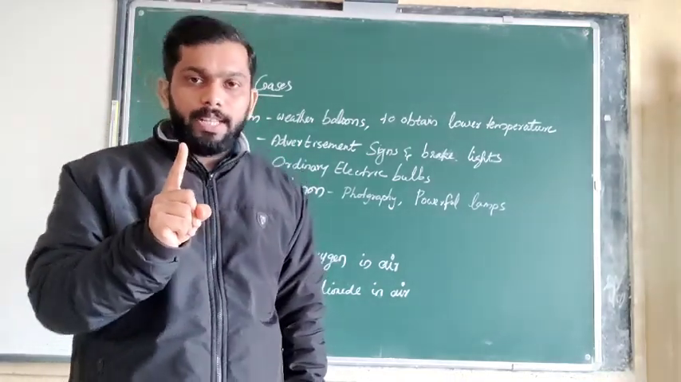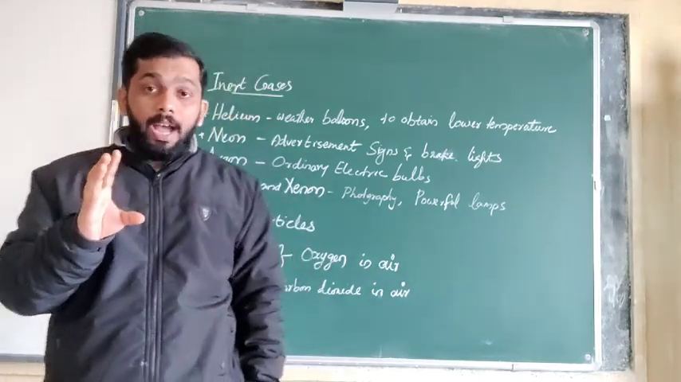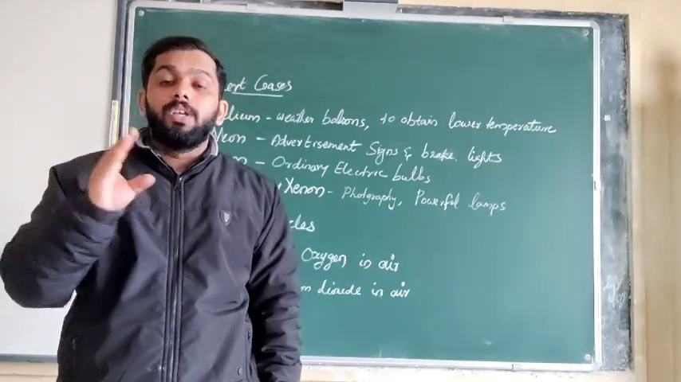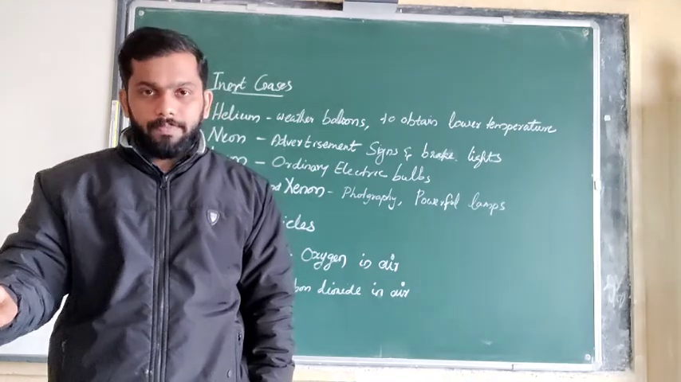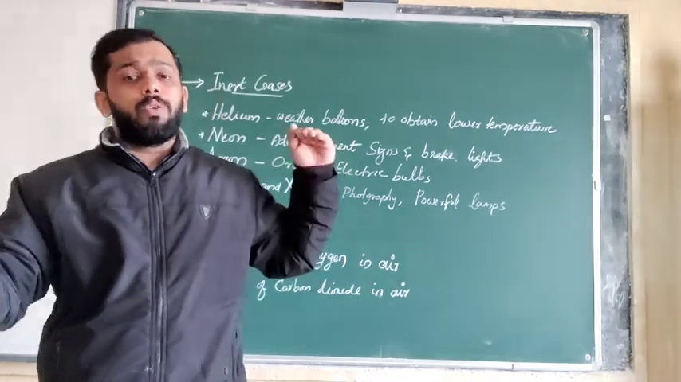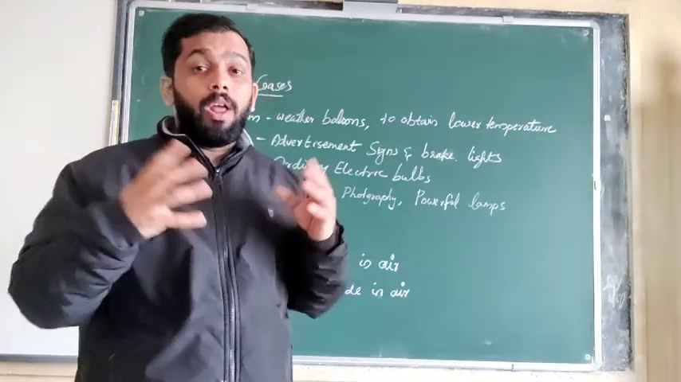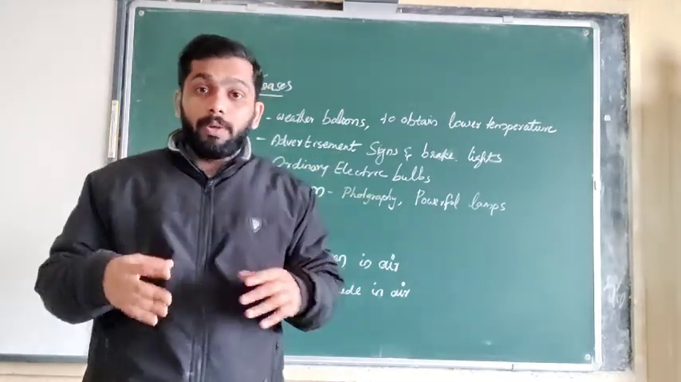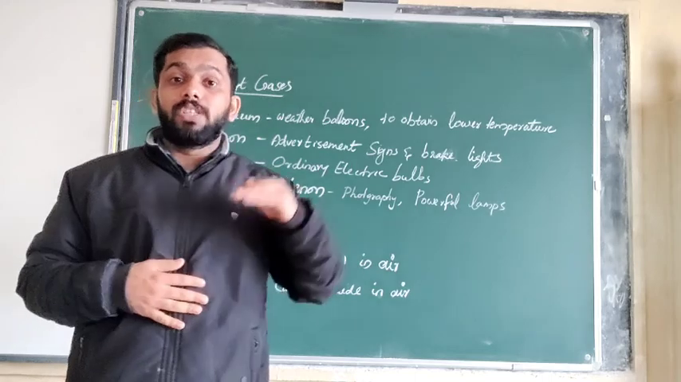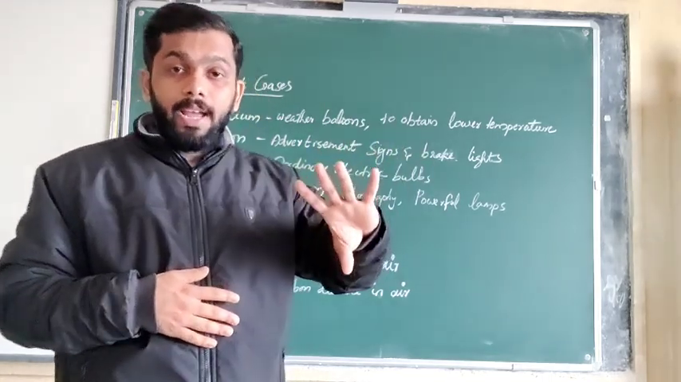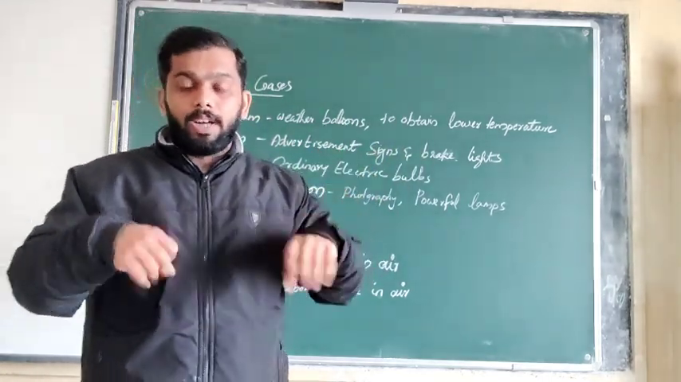So if oxygen is present, then only the burning happens. At the same time, when a substance burns, carbon dioxide is released. Now we know that the population is increasing day by day, and many families have more than one vehicle in a house. When these vehicles are running, fuel is burning, and using that energy the vehicle is running.